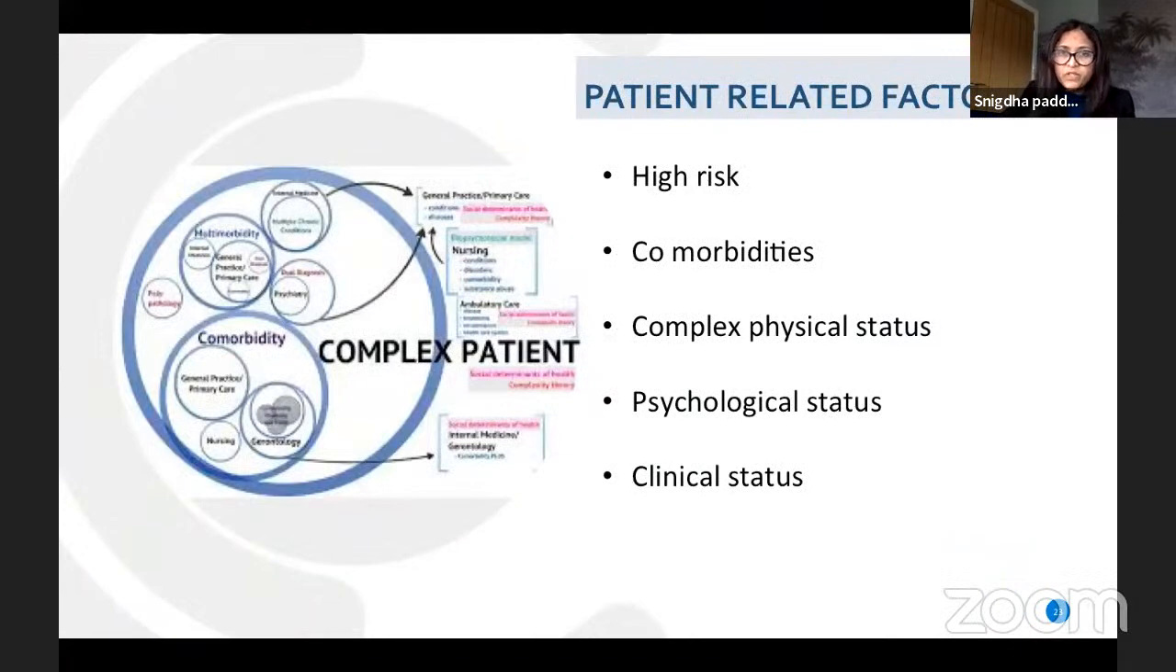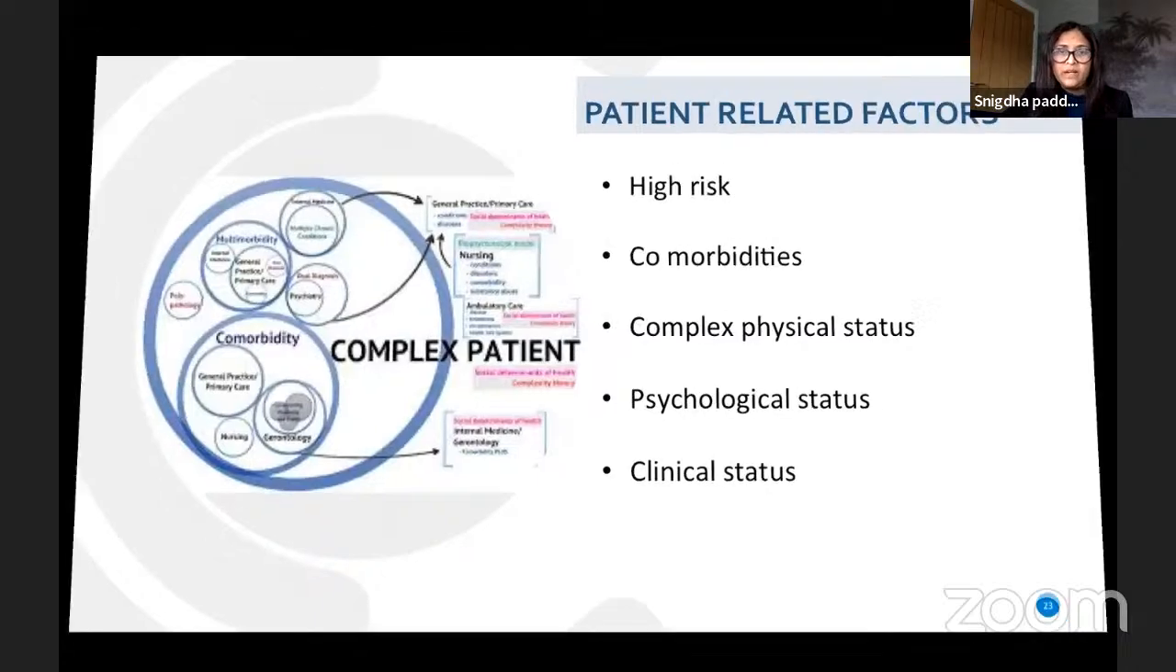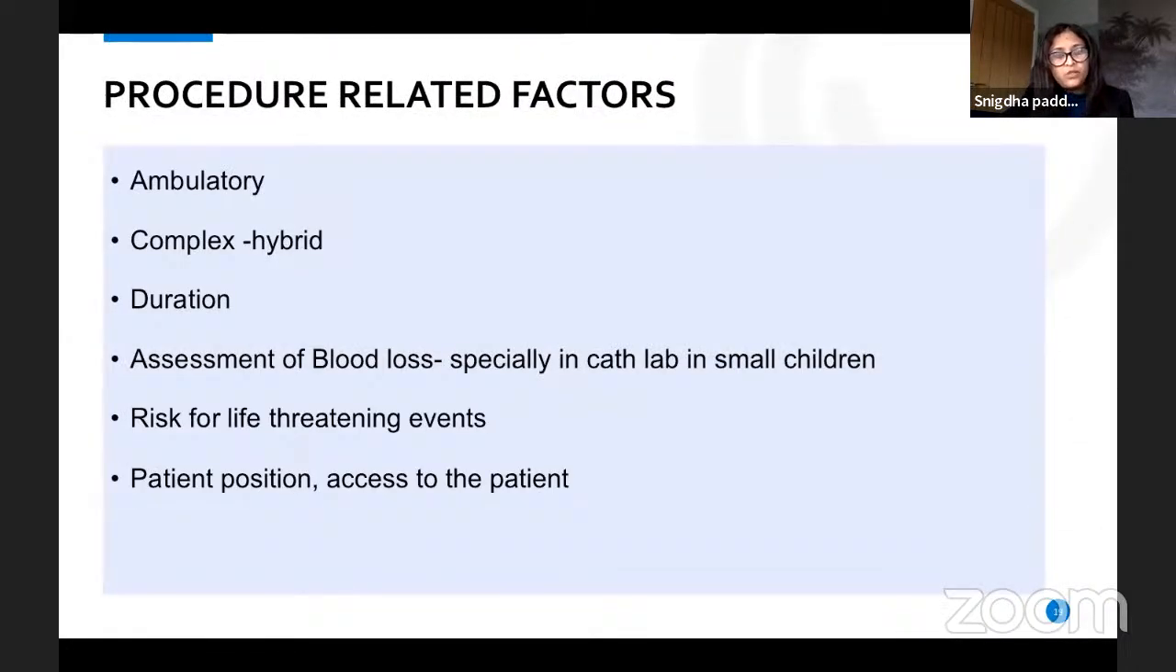And coming to the patient, we all know it's a high risk. These patients are all high risk and they are known to have comorbidities. They have complex physical, psychological, and clinical status. So coming to the procedure related factors, most of the time these procedures are ambulatory, and the expectation from the anesthesiologist is to provide a deep, intense anesthesia, and yet the patient should get up immediately after the procedure and should be fit to go home. So this again is a very challenging situation.